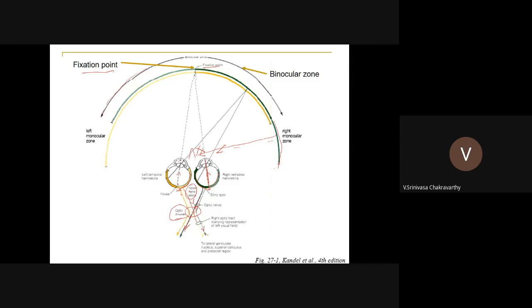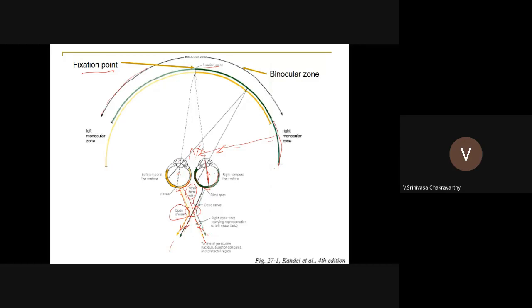So the same thing happens to the left eye also. The nasal hemiretina is able to see the left half of the visual field. So these fibers go straight on. The line is not very clear in the picture, but the temporal hemiretina of the left eye can see the right visual field. So these fibers go up to the optic chiasm, but then take a turn and go to the same side. So now you see what is happening here.